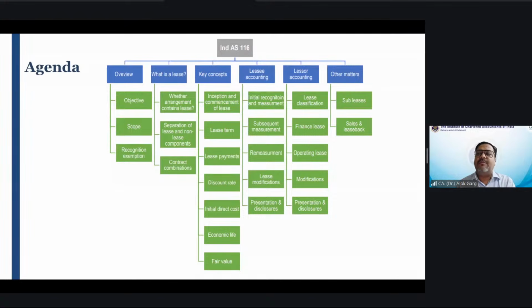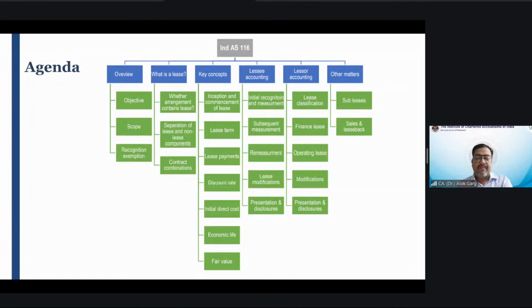This standard Ind AS 116 was notified on 30th March 2019, applicable to India from 1st April 2019. It has eliminated the classification of leases for lessees. Now there is no concept of operating and finance lease from the perspective of the lessee, and the lessee has to recognize a right of use asset and lease liability.